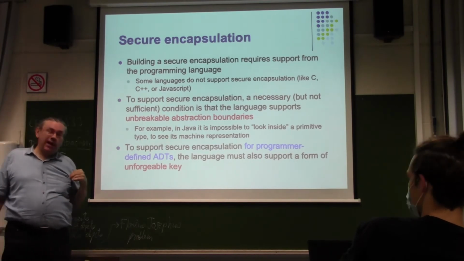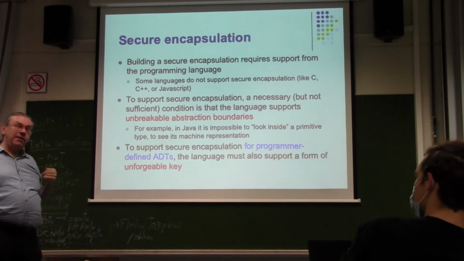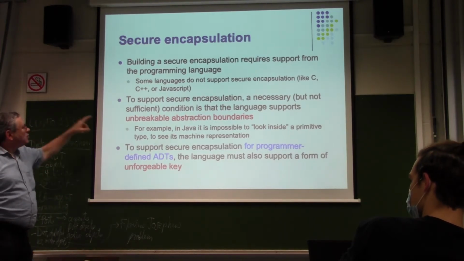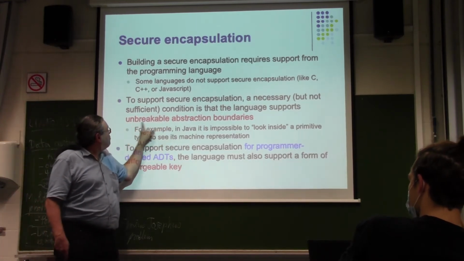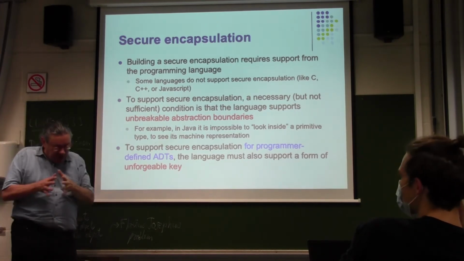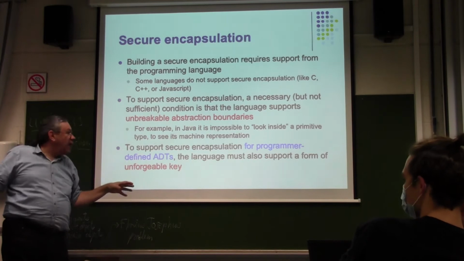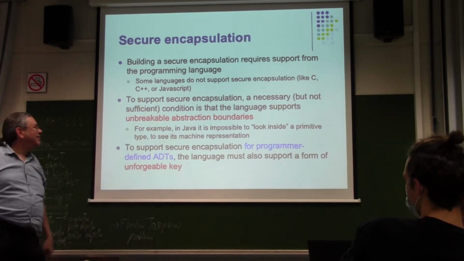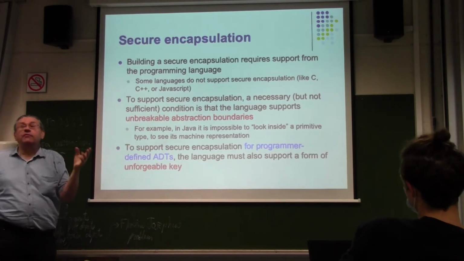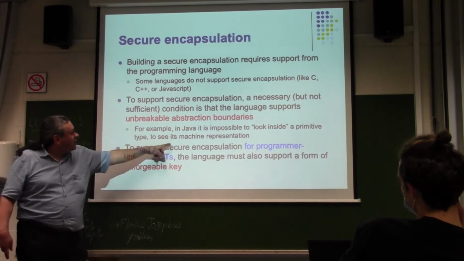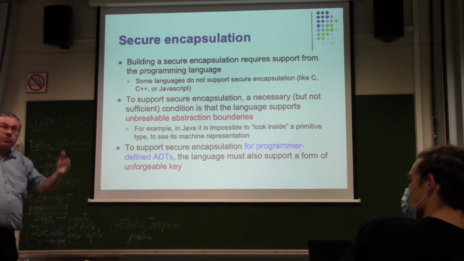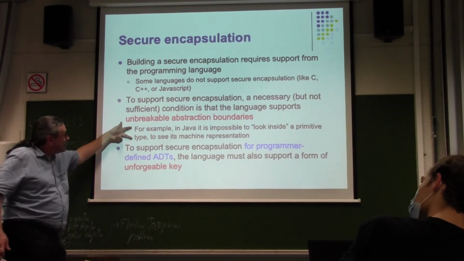So if you are using a language, you should ask yourself, can people break my abstraction? Okay. So the language has to support unbreakable abstraction boundaries. That means nobody else inside the program can do usual language operations to look inside. Okay, in Java, it's impossible to look inside a primitive type, like an integer. You cannot see how the computer is actually representing it. So it's completely protected. But this is not true in C or C++.